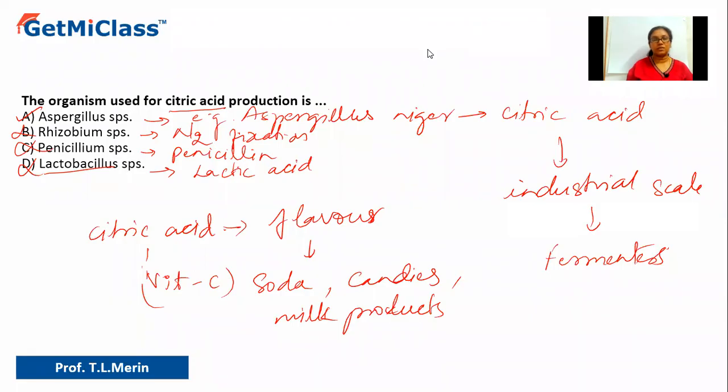So let us conclude the answer. The answer is option A, that is Aspergillus species, which produce citric acid.